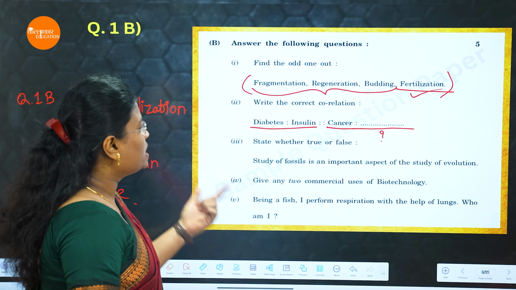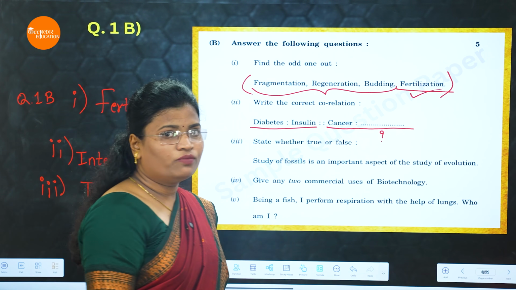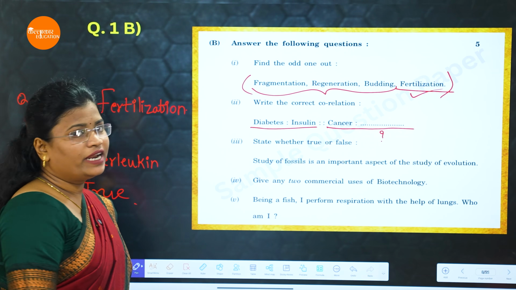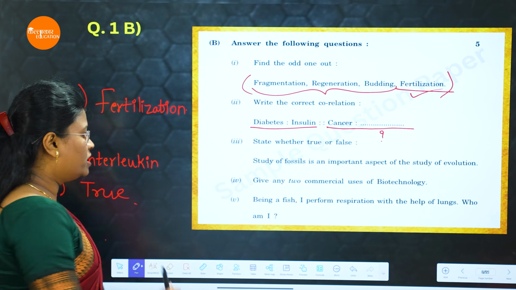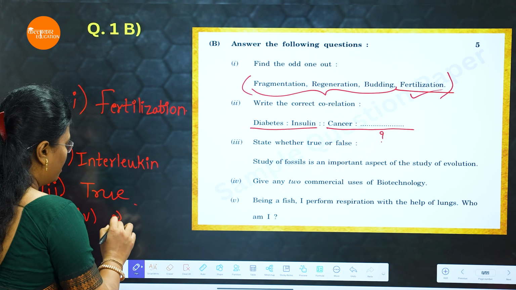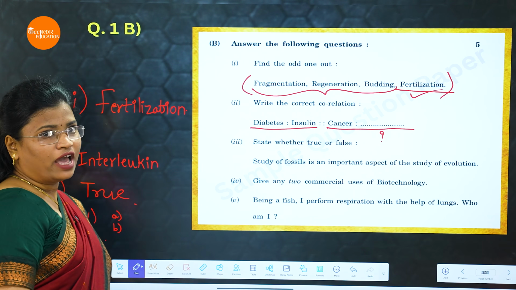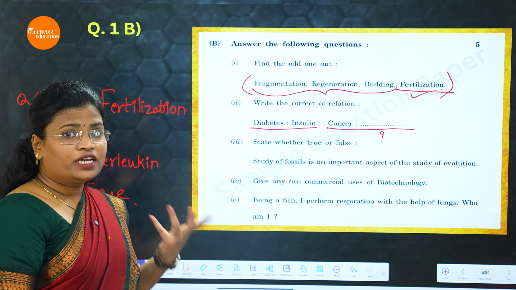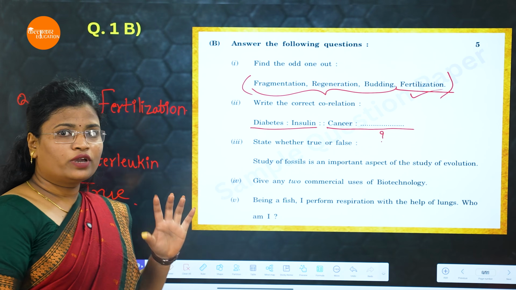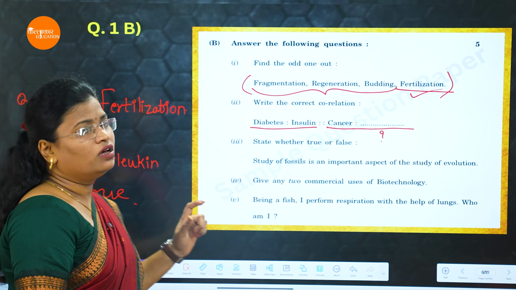Question number 4, give any 2 commercial uses of biotechnology. Here you can write any 2 commercial uses. For question number 4, write down A, B. In that you can write hybrid seeds or genetically modified crops, etc. You can use these as commercial uses of biotechnology.